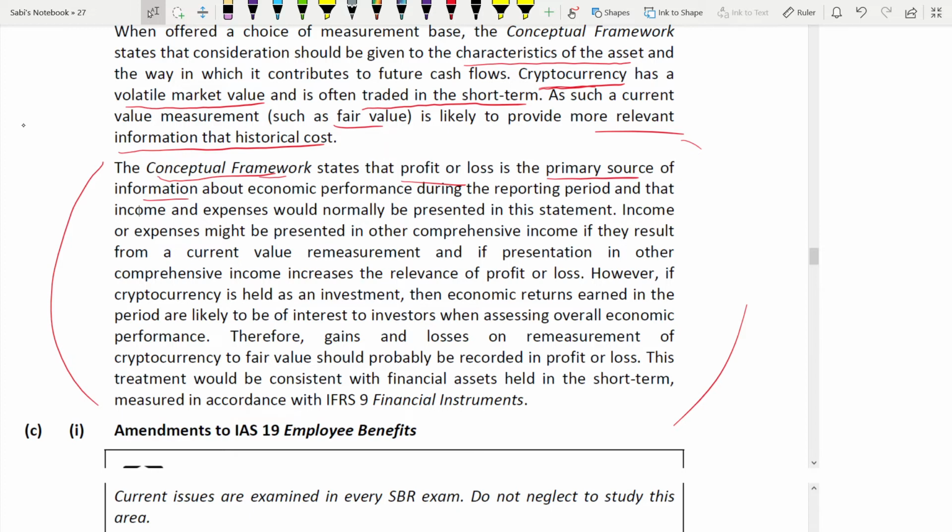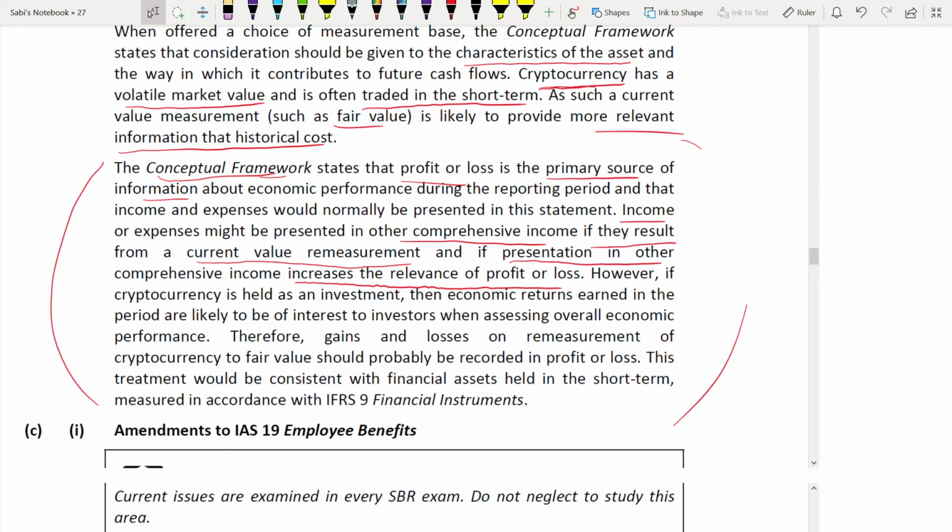Okay, and that income and expenses would normally be presented in the statement. Normally everyone assumes whatever income and expenses are there in the profit and loss. Okay, what about the income and expenses in other comprehensive income? Income or expenses might be presented in other comprehensive income if they result from a current value remeasurement. Usually when there are some fair value changes, we normally present them in other comprehensive income, not only in IAS 38 but according to other standards also. And if presentation in OCI increases the relevance of profit or loss, then you should recognize it in OCI. Okay, that's what they are saying.